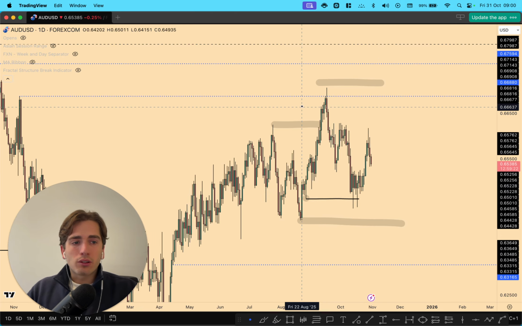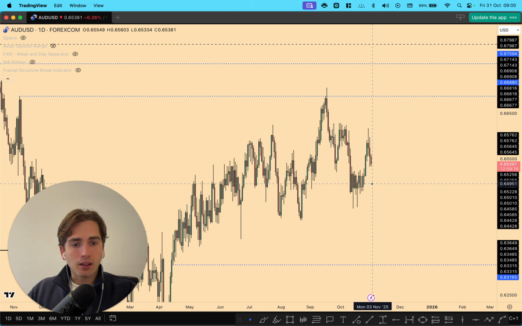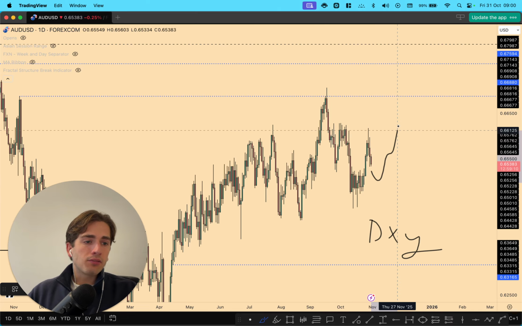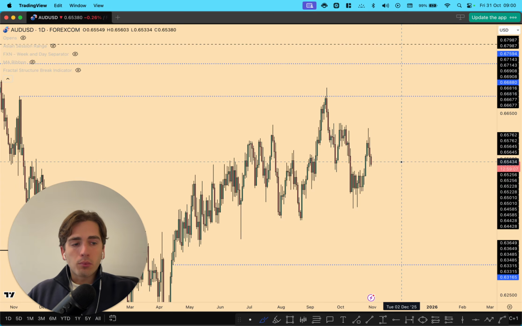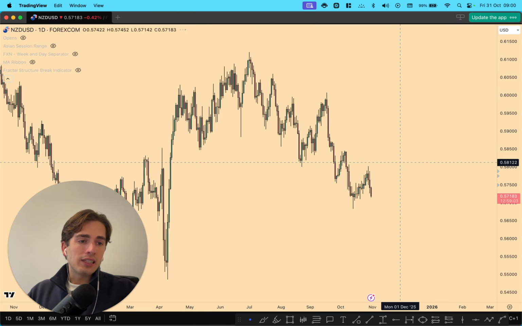So I'm not really looking to trade AUDUSD at the moment until we see a real clear liquidity high get grabbed on the dollar index, which could facilitate a DXY pullback, and that could then facilitate a further leg up again on AUDUSD. But this is not necessarily a trade that I'm looking to capitalize on. I'm more focused on EURUSD and NZDUSD.